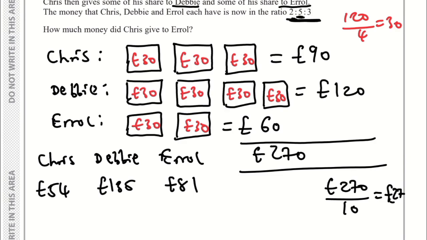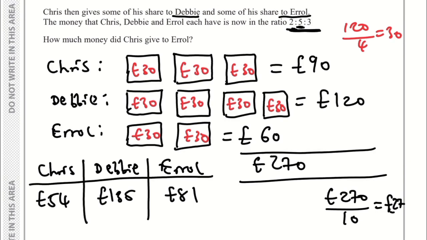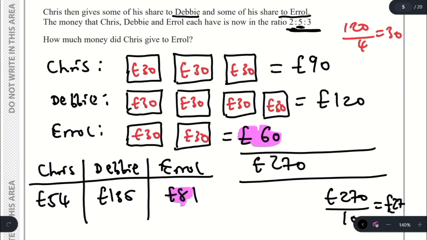Okay, we now have the amount that they have now, after Chris has given some of his share to Debbie and to Errol. The question says, how much money did Chris give to Errol? So we need to know how much Errol had before. Errol had a share of 60 pounds. Now Errol had what? 81 pounds.